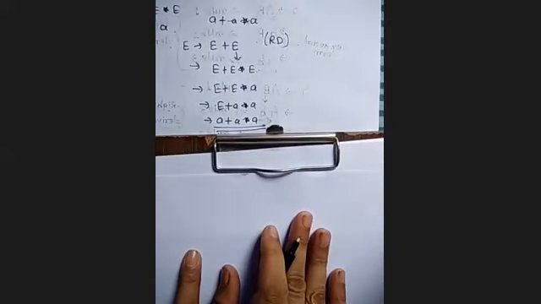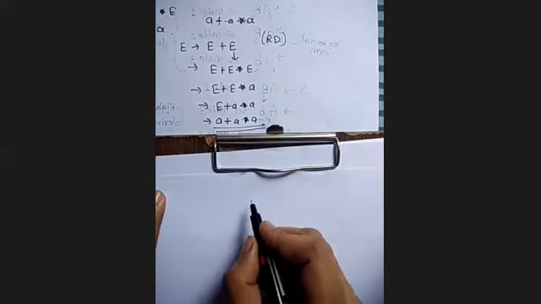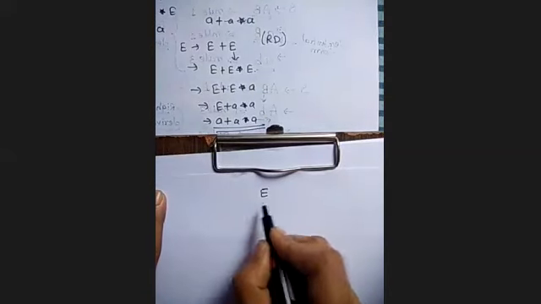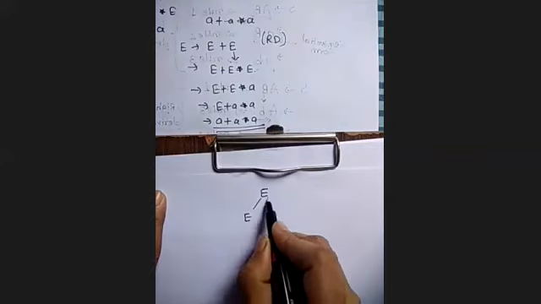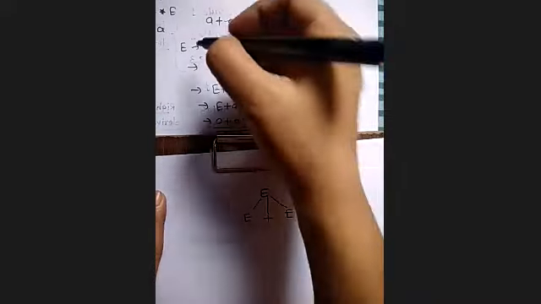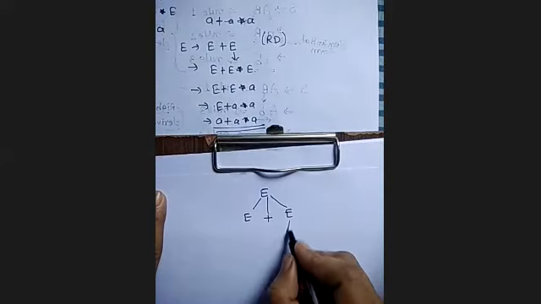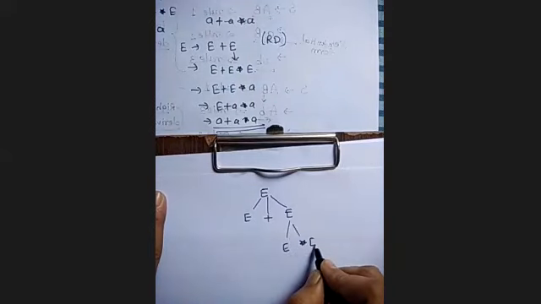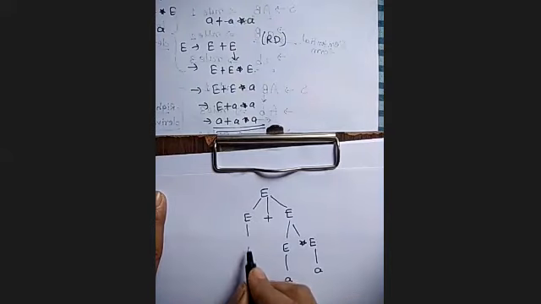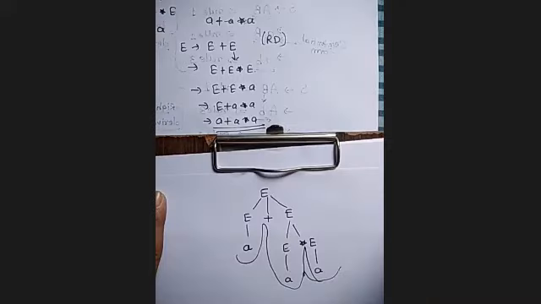So how do you draw the parse tree or the derivation tree? First rule, which one is applied? Rule number 3. Not rule number 3. E gives E plus E. Rule number 1 is applied. After that rule number 2. So for this E, we have applied what? E gives E star E, and as it is a rightmost derivation, it will come from here. So terminal symbols are here A plus A star A.